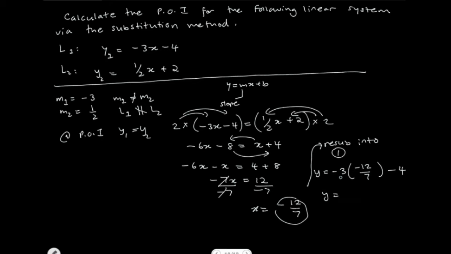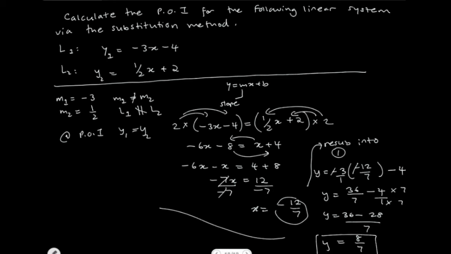So y here is equal to, if I multiply this, you get 36. Remember the negatives cancel out. 36 over 7 minus 4. And this is 4 over 1. If I'm subtracting fractions, make sure the denominators are the same. So you get y is equal to 36 minus 28 over 7, which is 8 over 7. Okay? So the point of intersection here is therefore negative 12 over 7 and 8 over 7. And that's how you use the substitution method.